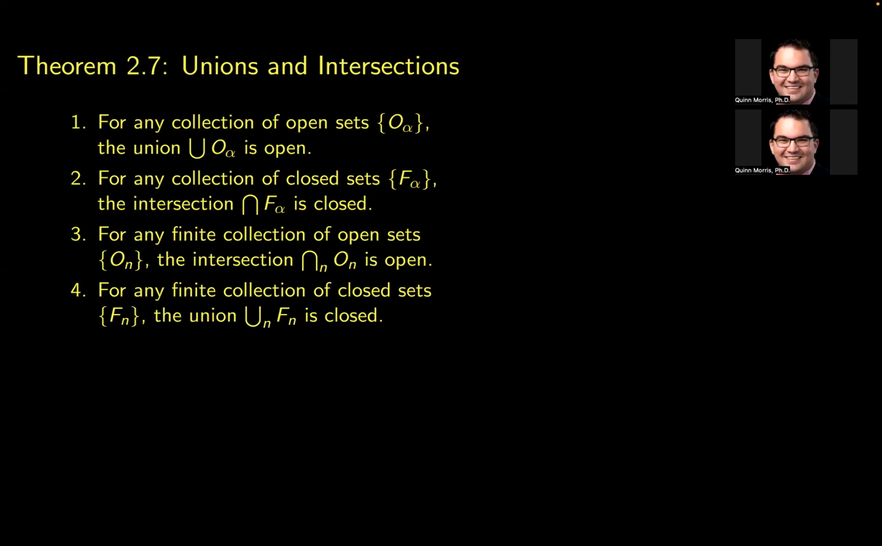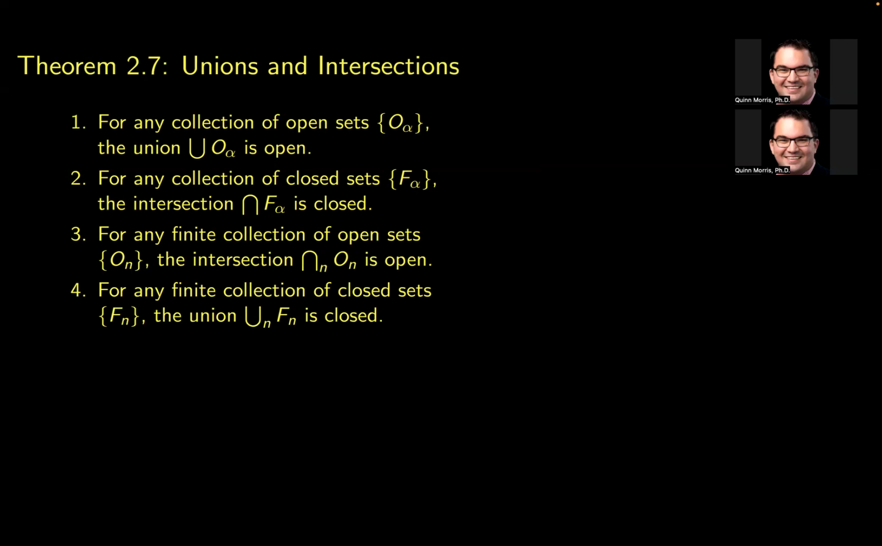If you look at the first two here, number one says for any collection of open sets, the union of those open sets is open. This could be a finite collection of open sets. It could be an infinite collection of open sets. The union of open sets is always open. Now, the second one looks very similar, but there's a slight difference. For any collection of closed sets, F sub alpha, the intersection of those closed sets is closed. So again, no specification here. Could be an infinite collection, could be a finite collection, but any collection of closed sets, if you intersect them all together, the intersection is closed.